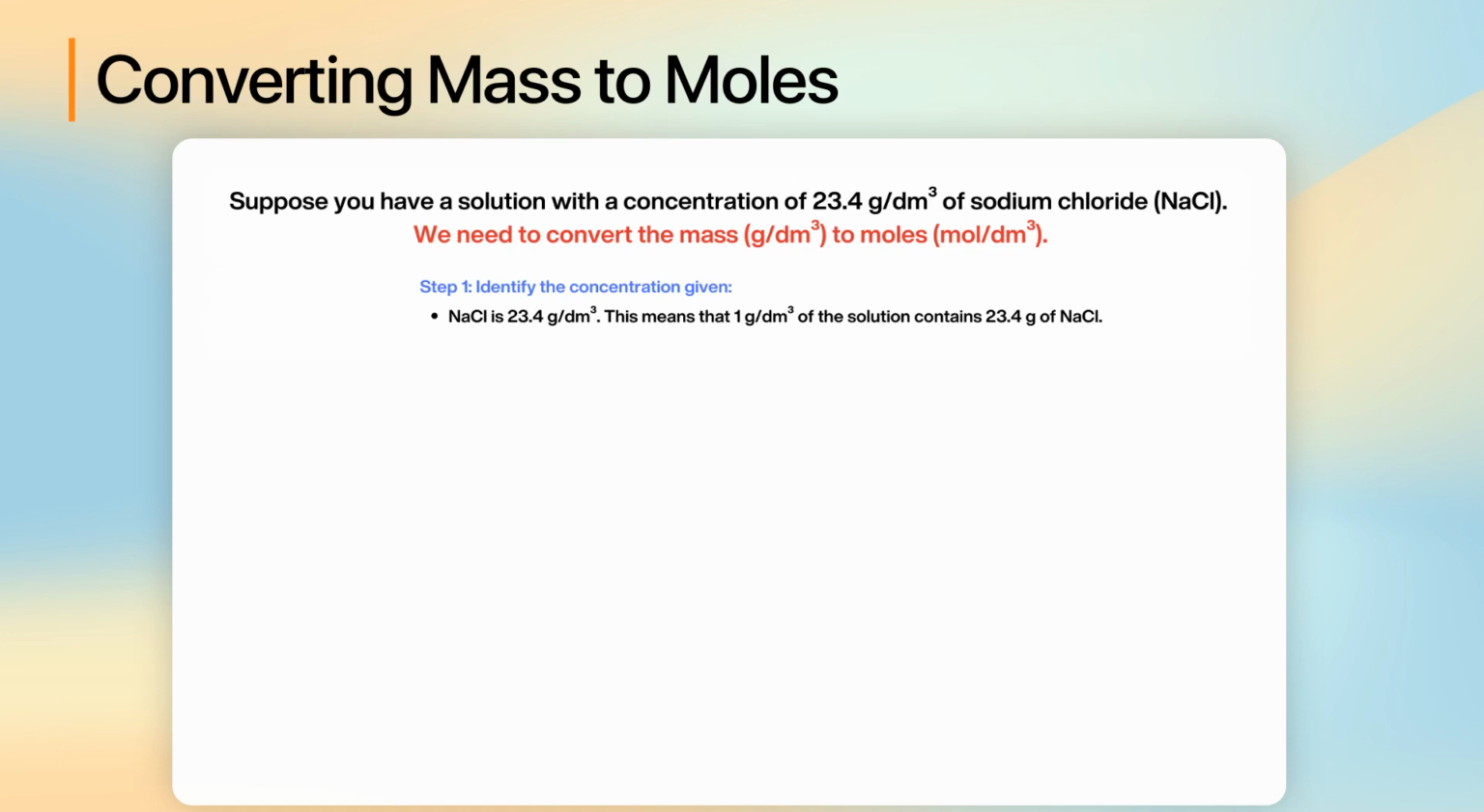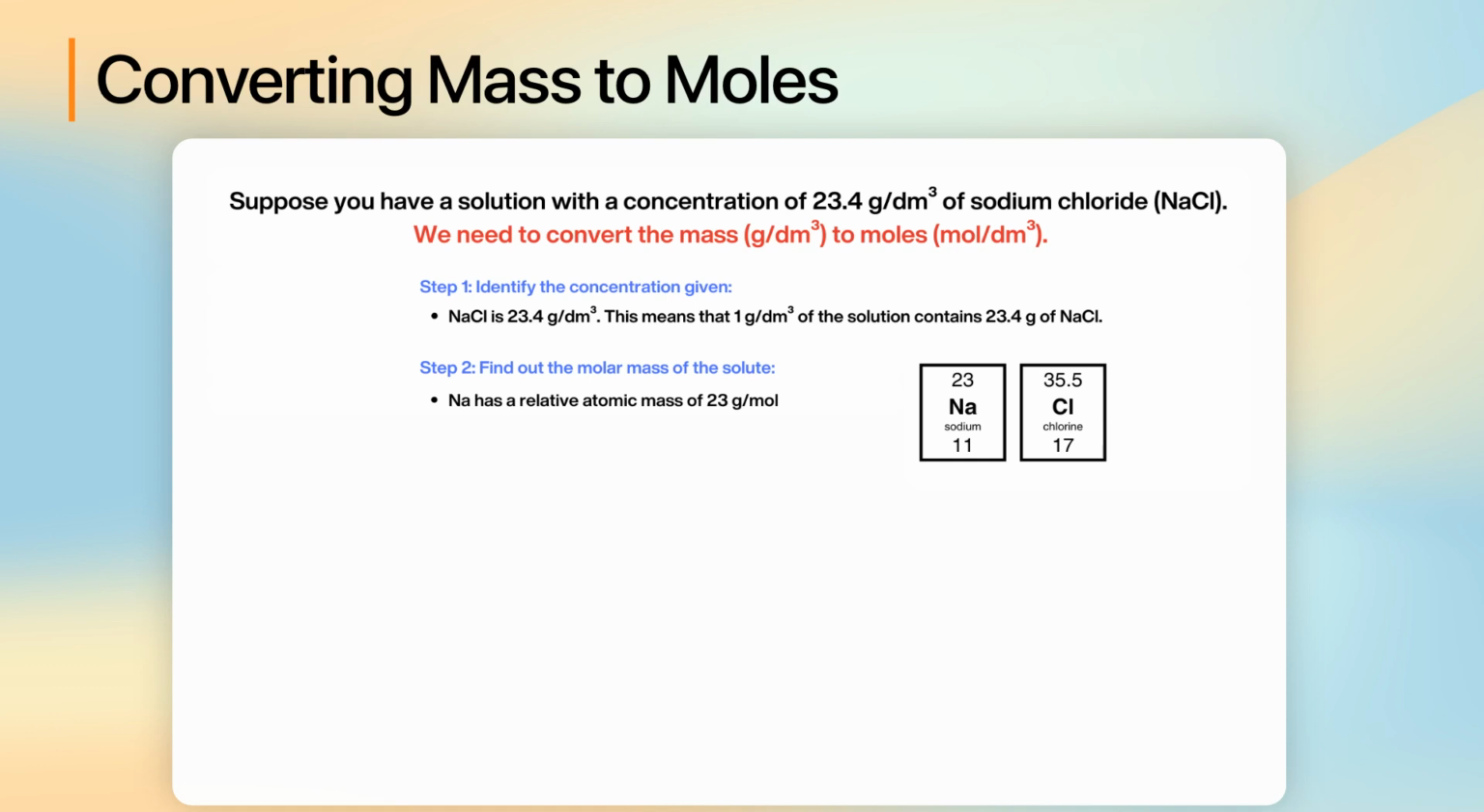We need to convert the mass to a number of moles. To do this, we need to find out the molar mass of the solute. Sodium has a relative atomic mass of 23 grams per mole, and chlorine has a relative atomic mass of 35.5 grams per mole. The molar mass of sodium chloride is therefore 23 grams per mole plus 35.5 grams per mole, which is 58.5 grams per mole.